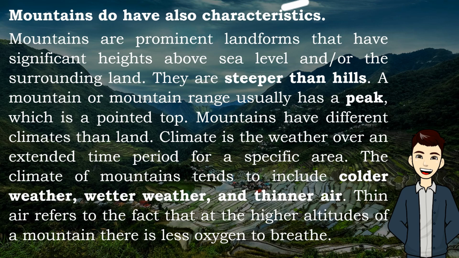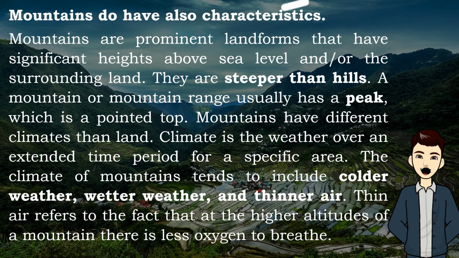Mountains also have characteristics. Mountains are prominent landforms that have significant heights above sea level and/or the surrounding land. They are steeper than hills. A mountain or mountain range usually has a peak, which is a pointed top. Mountains have different climates than lowland.